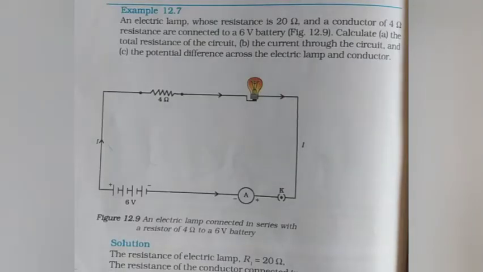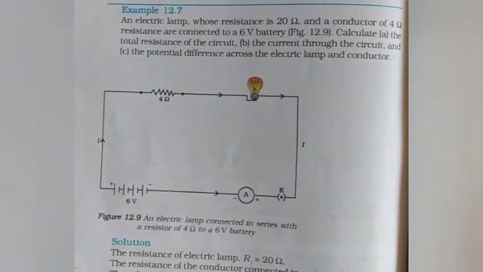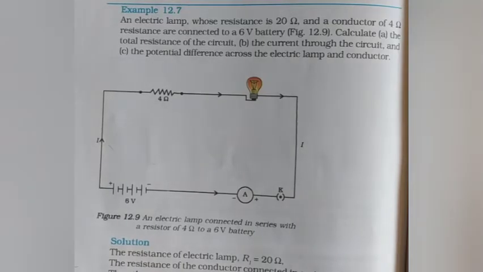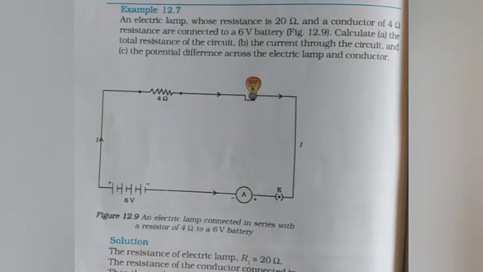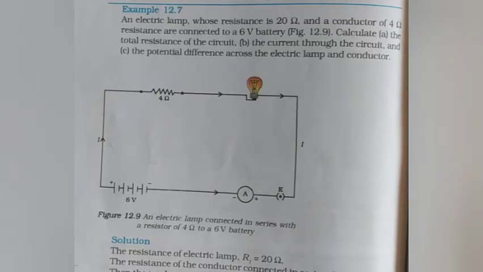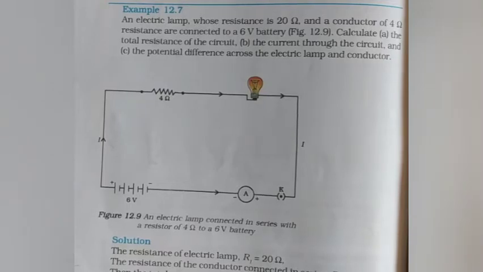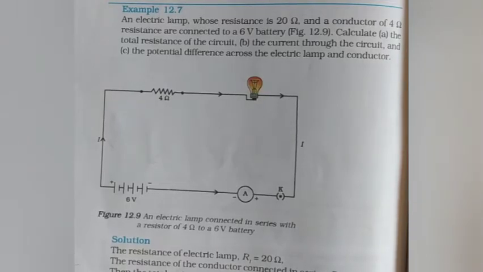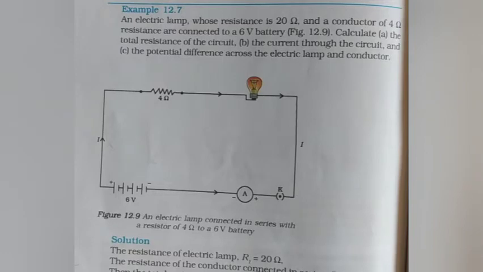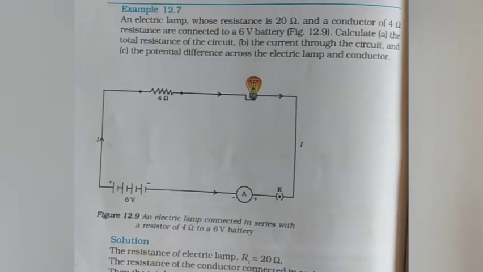Children, now come to example 12.7, the problem on page number 106. Now let's see what is asked in this problem. An electric lamp whose resistance is 20 ohm and a conductor of 4 ohm resistance are connected to a 6 volt battery in the figure 12.9.